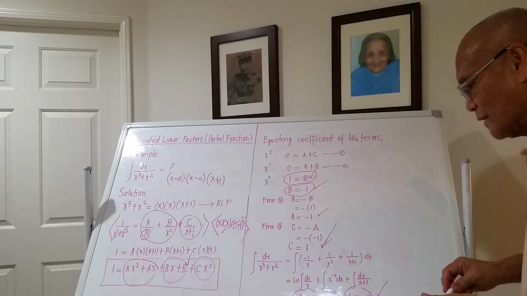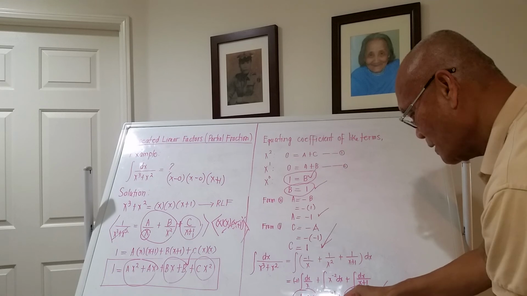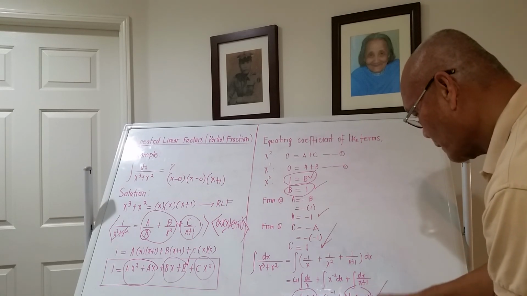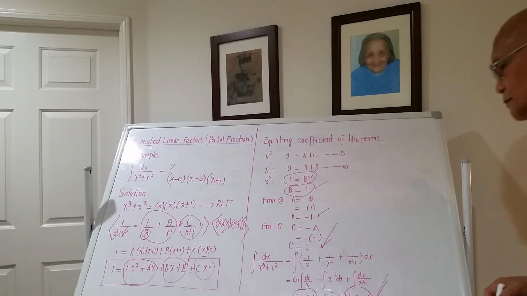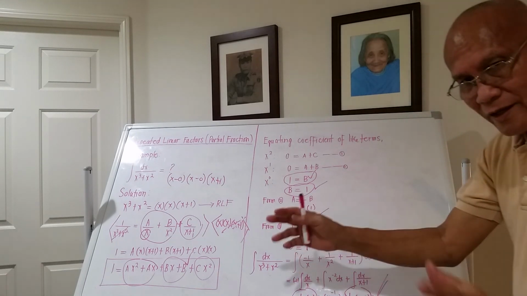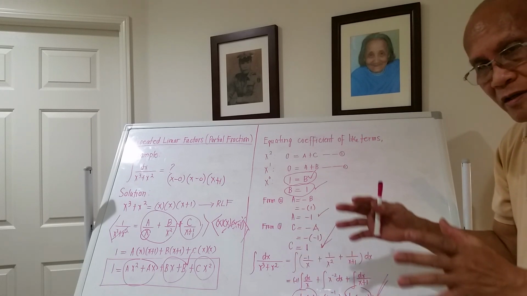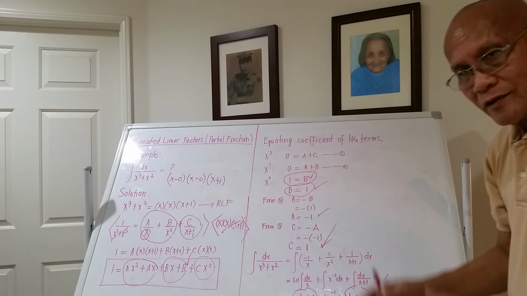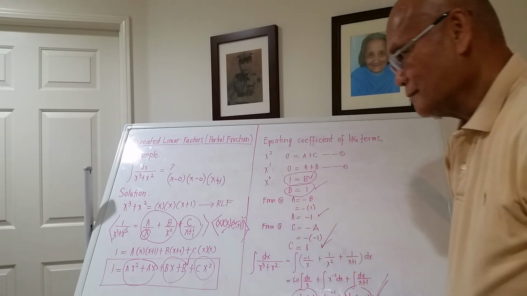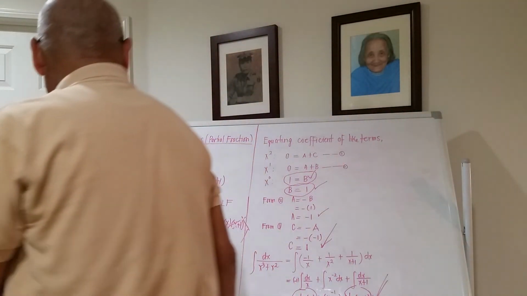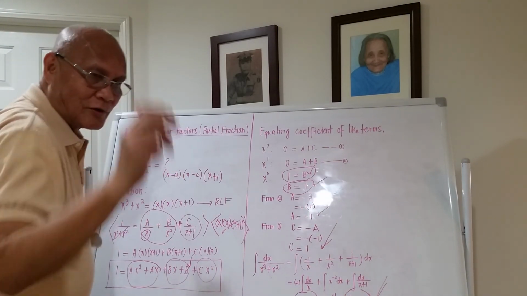Okay, I will repeat the final answer. The final answer is the natural logarithm of x plus 1 over x, minus 1 over x, plus C. Okay guys, that is integration using partial fractions under case number 2, repeated linear factors. Okay? It's easy.